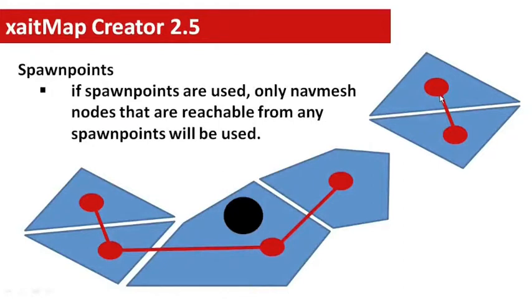The interesting thing is, there is no connection from one component to the other, so an NPC that is walking on this component will never be able to reach the other component from here. The function of spawn points is pretty easy.